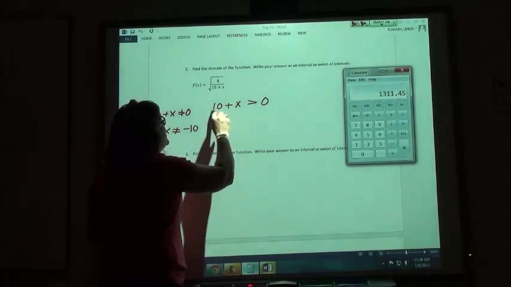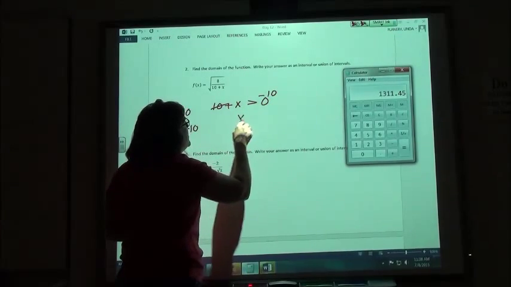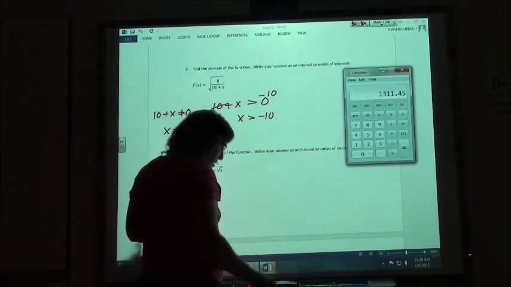And so I'm going to move my 10 to the other side. X is going to be greater than negative 10.